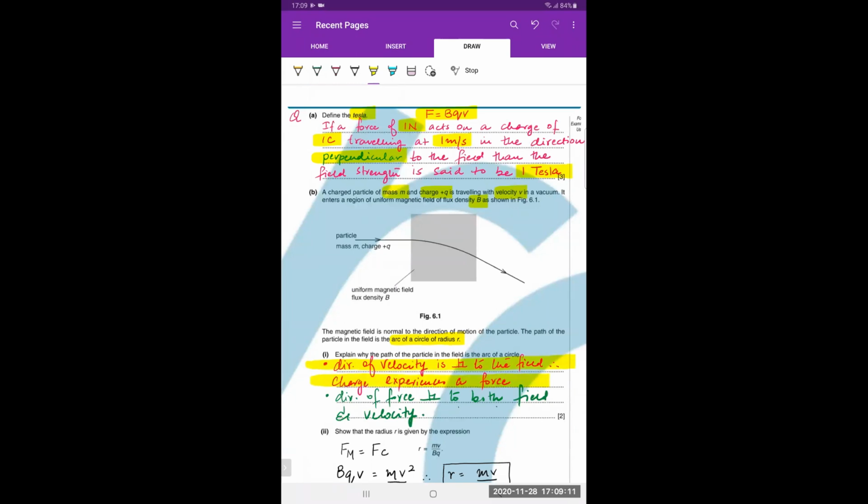So the first factor: the velocity of the charged particle is perpendicular to the field lines. Consequently, the charged particle will experience a force. Second point: direction of this force will be perpendicular to the field as well as velocity. Therefore, it performs circular motion.